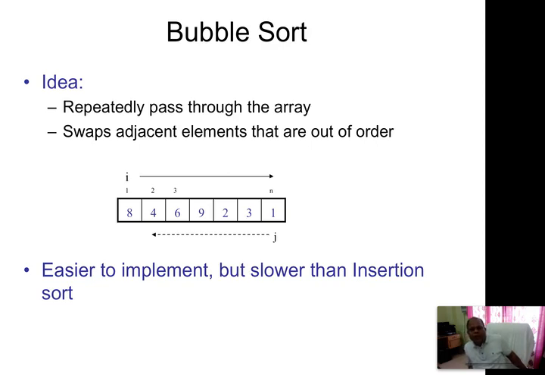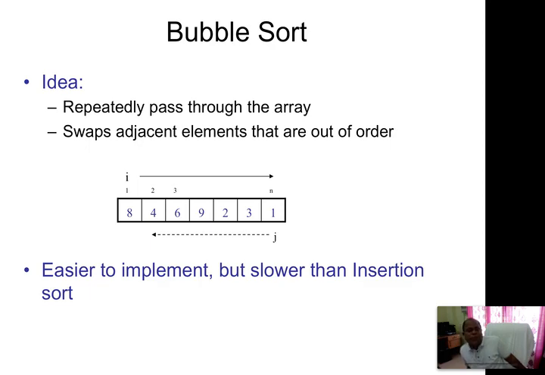And here we will discuss bubble sort. In bubble sort, what is the sorting strategy? In this case, you repeatedly pass through the array. That means if you have n array elements and you want to sort them in ascending order, then from i equal to 1 to n, you have to make a pass.